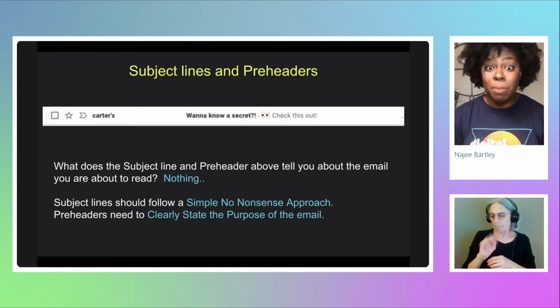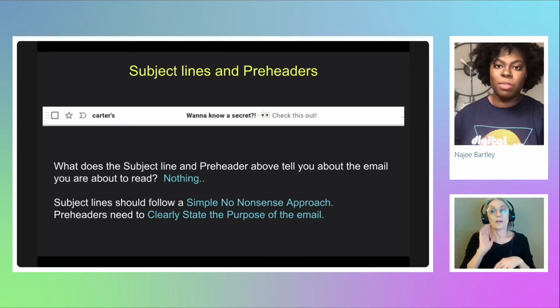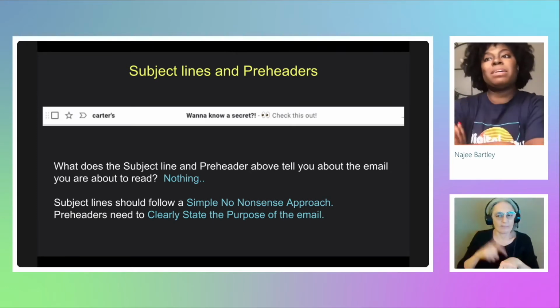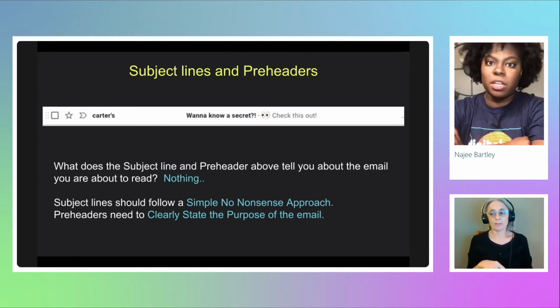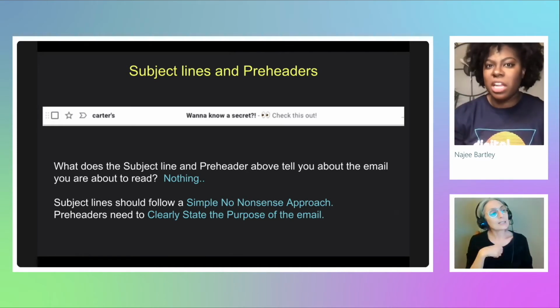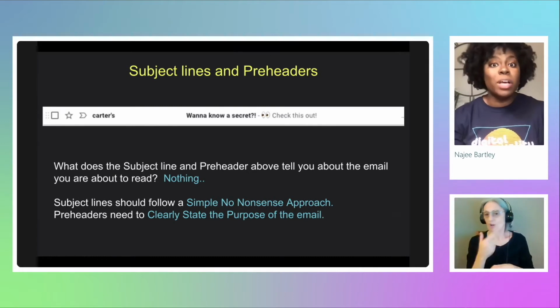The subject line is a big deal. When I did my research with a few of the 10 people that I researched, I didn't have much time. I asked them, so the first thing you do when you go to an email? They said, I read the subject line. I said, oh, really? I read the subject line all the time because I don't want to waste my time.